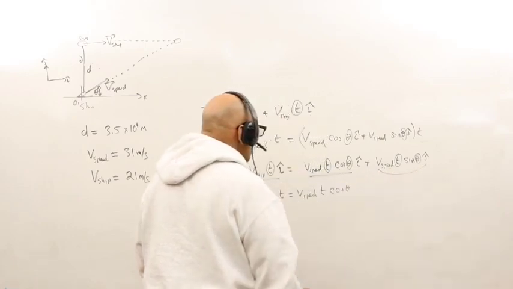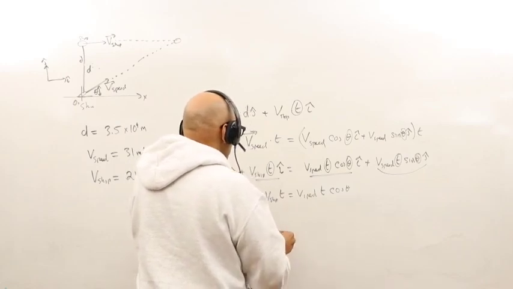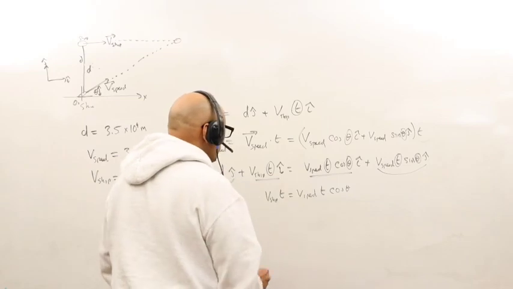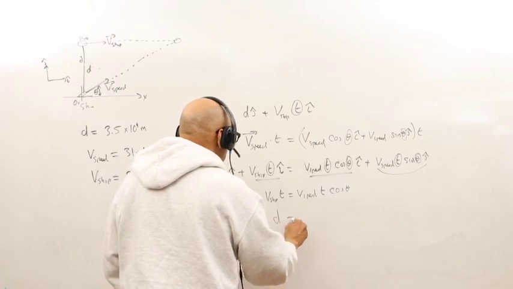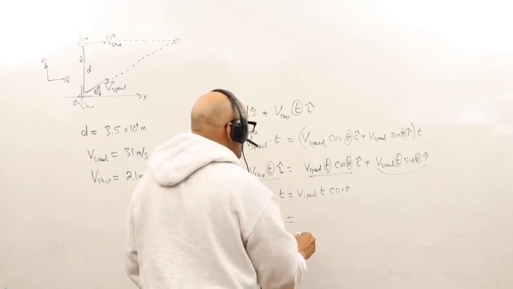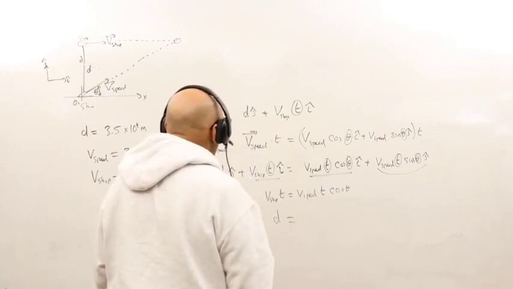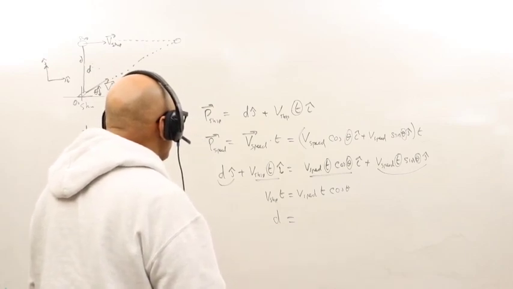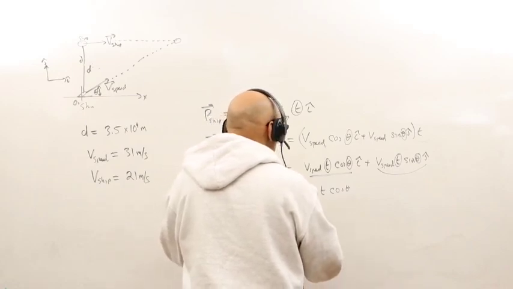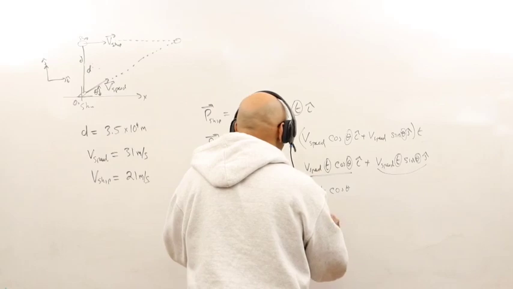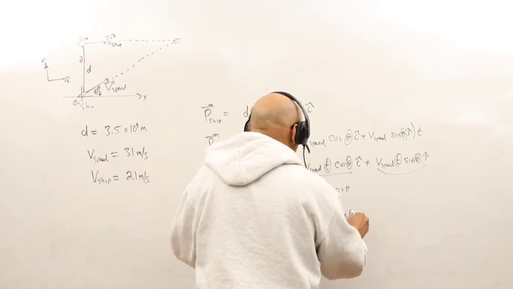So here's this circular arc. First equation, the i components are equal. And the second equation says that d is equal to, so d j is equal to v speed times time times sine of theta.